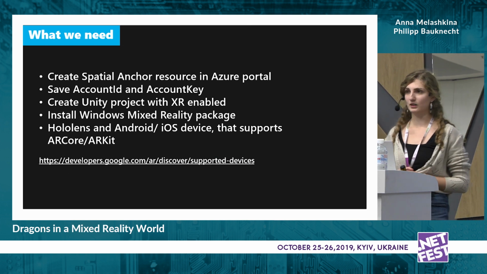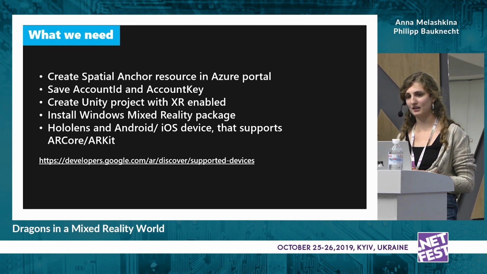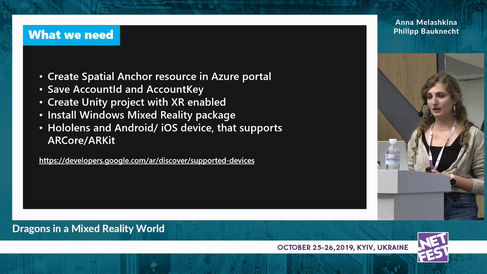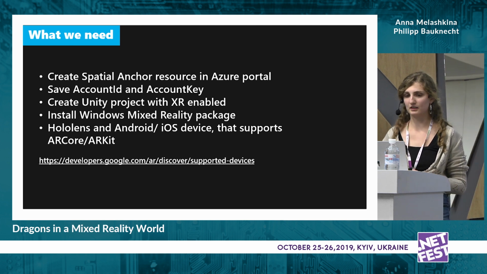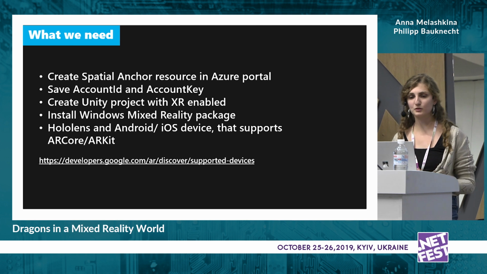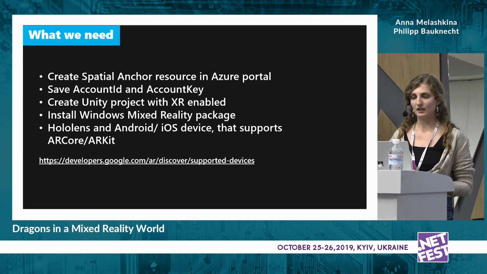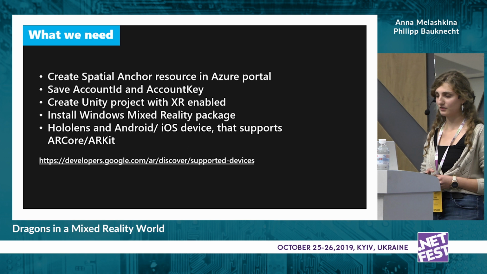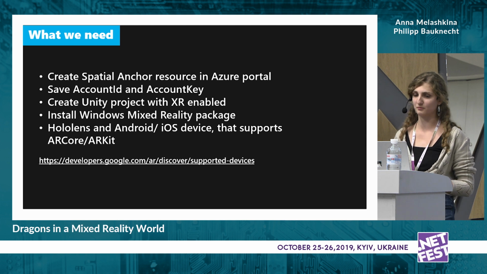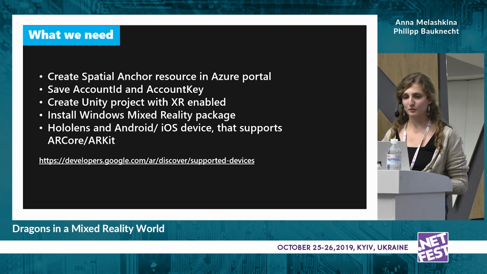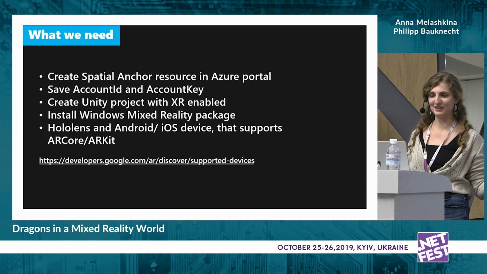What do we need for this? Well, first of all, you need to have an Azure Portal account. And you need to have a Spatial Anchors resource in Azure Portal. You have to create an account ID and account key and get it from the Portal. You need to create a Unity project with XR enabled and install the Windows Mixed Reality package. And for sure, you have to have several devices like HoloLens or an Android or iOS device that support these platforms, these SDKs. So it might be that your device already supports it, and if you want, after the talk, we always can try on your device as well.